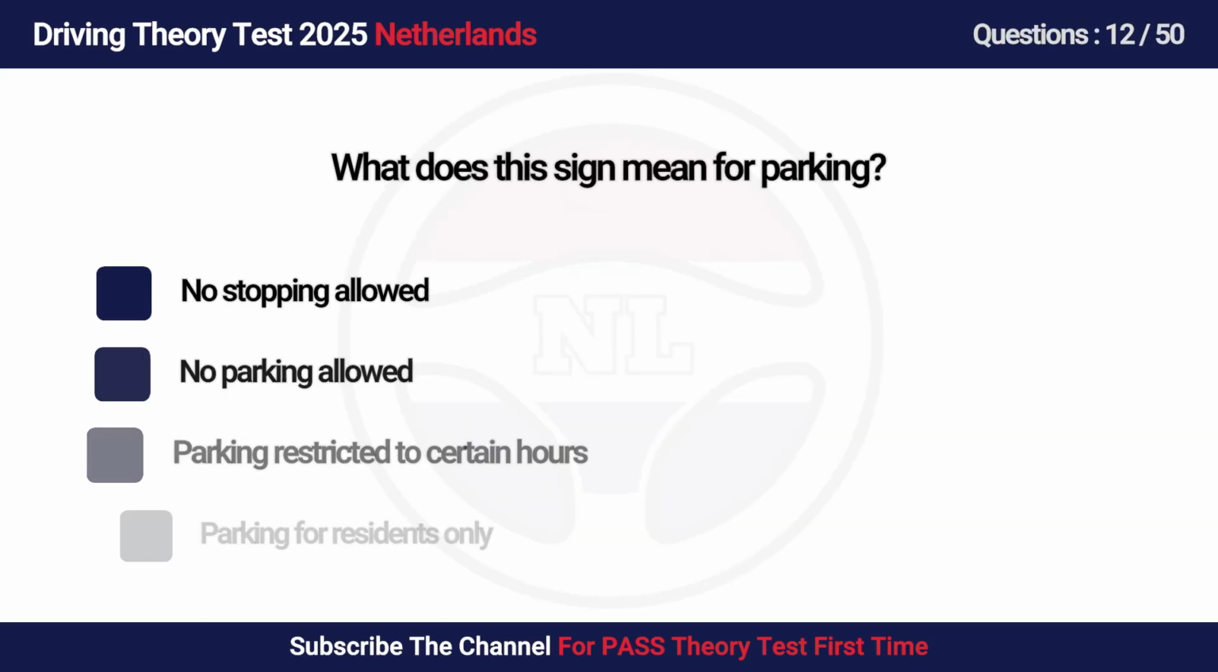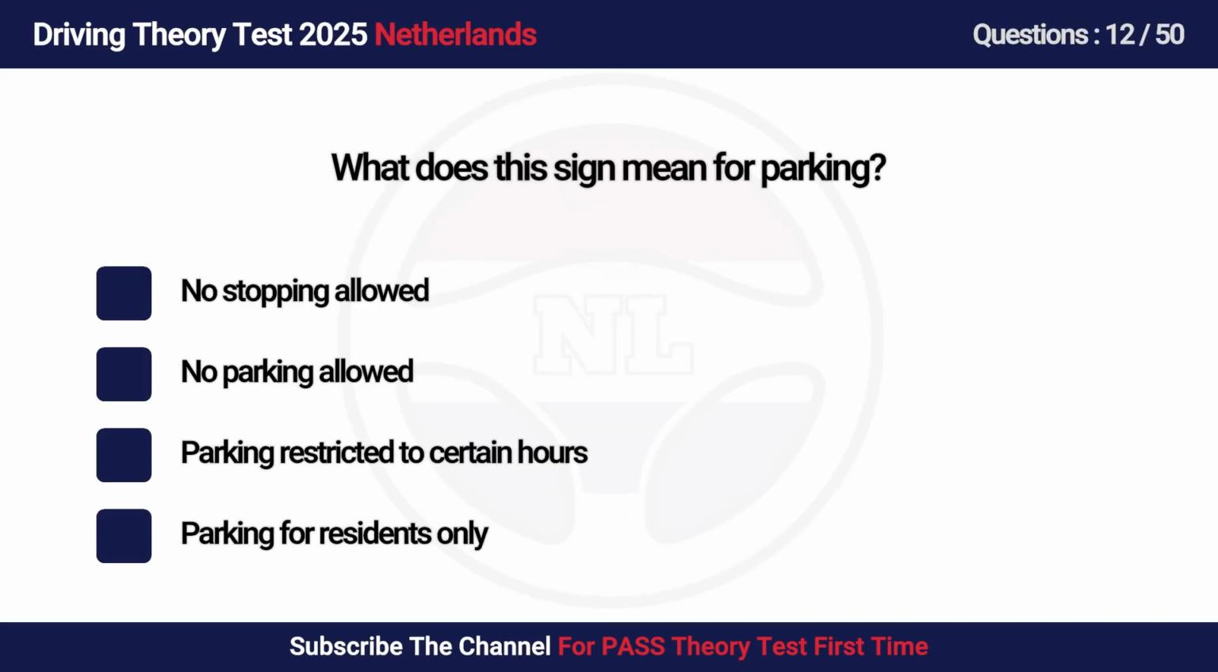Question 12. What does this sign mean for parking? A. No stopping allowed. B. No parking allowed. C. Parking restricted to certain hours. D. Parking for residents only.